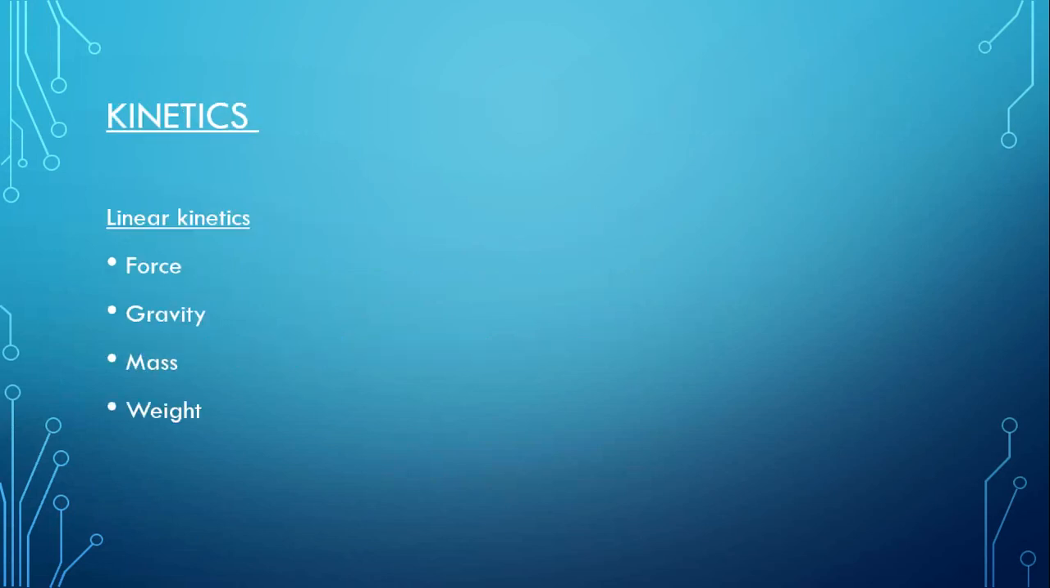Kinetics are the forces applied to an object to make movements or change happen. An example of this is the mass of an object. The mass of an object is how much matter the object has, how much of the object there is. Changing the mass of an object can affect someone's performance.